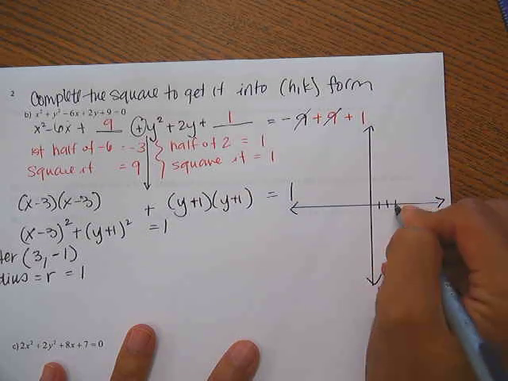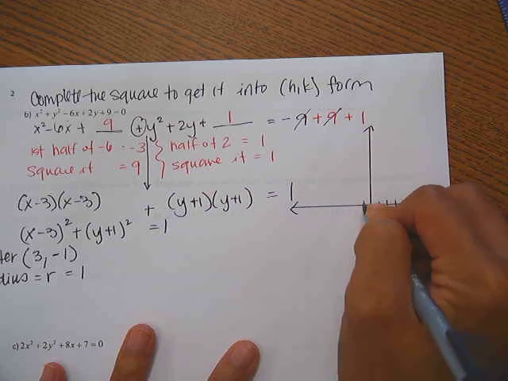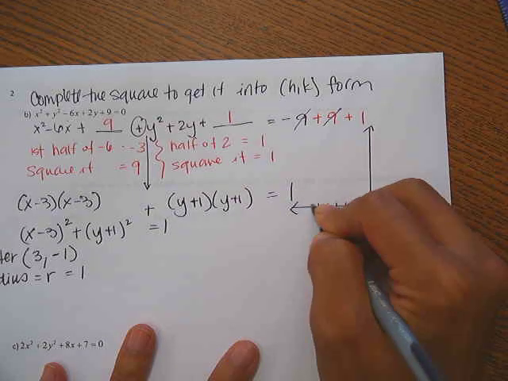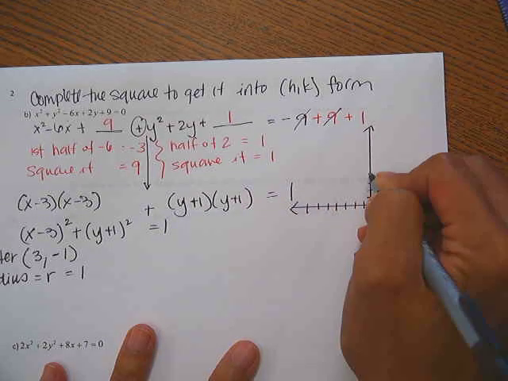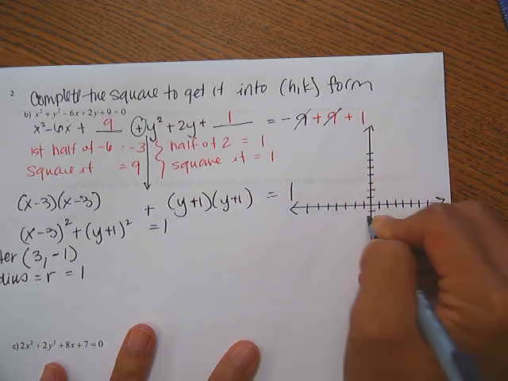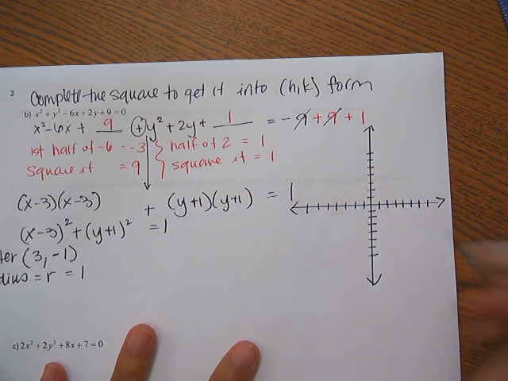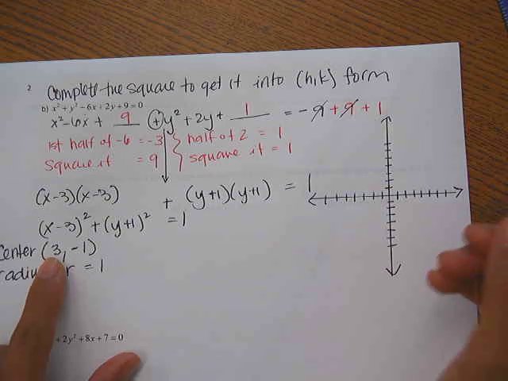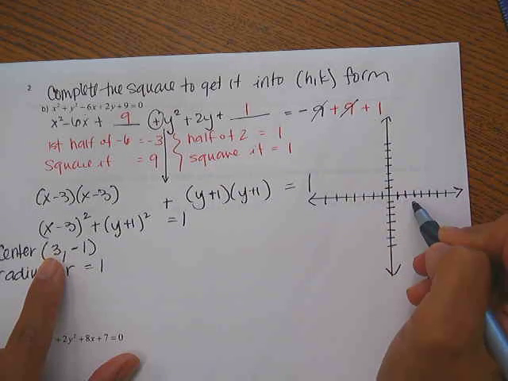One, two, three, four, five, six, seven. One, two, three, four, five, six, seven. Okay, there you go. Our center is positive 3, 1, 2, 3, and negative 1.